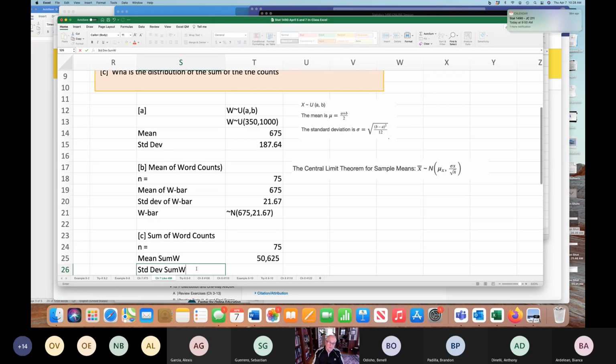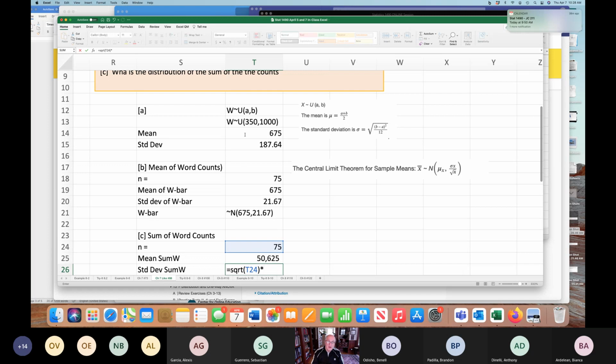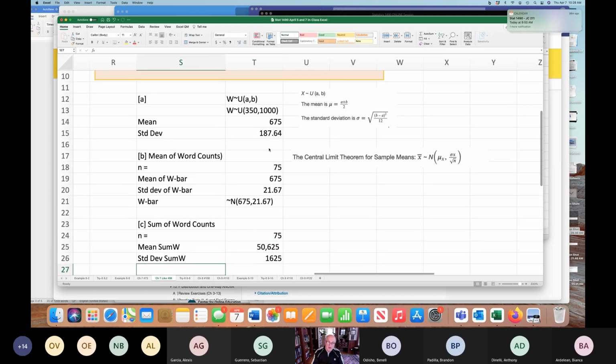The standard deviation of the sum W is what? It's equal to the square root of the sample size, times the individual standard deviation. Let's go back here, times this. Boom. So it becomes 1625. If I want to put a comma there to make it easier to read, I could do that too. Of course, if you're from Scandinavia, it won't be a comma, it'll be a period.